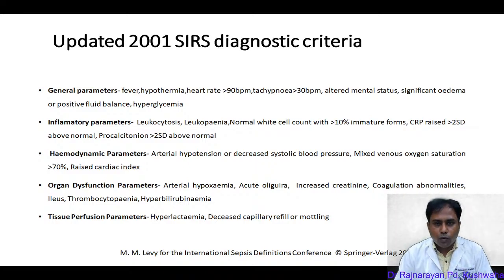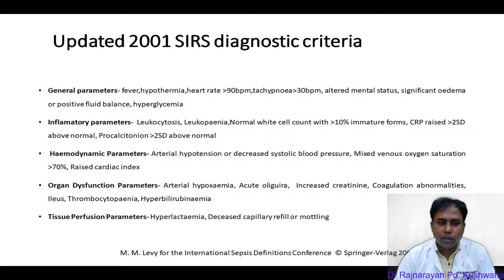So in 2001, some updated diagnostic criteria came for SIRS, and some parameters were given to understand what SIRS is. Mostly general parameters like fever, hypothermia, heart rate more than 90 beats per minute, tachypnea more than 30 breaths per minute, altered mental status, significant edema or positive fluid balance, or hyperglycemia. These general parameters define SIRS.